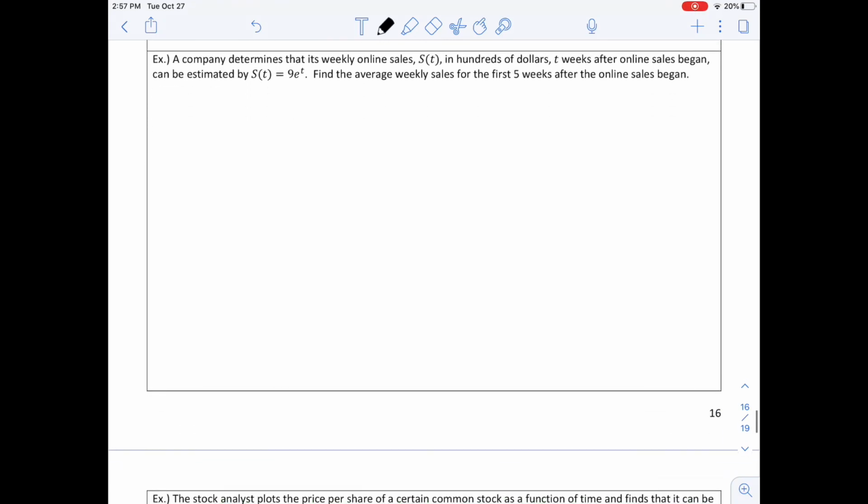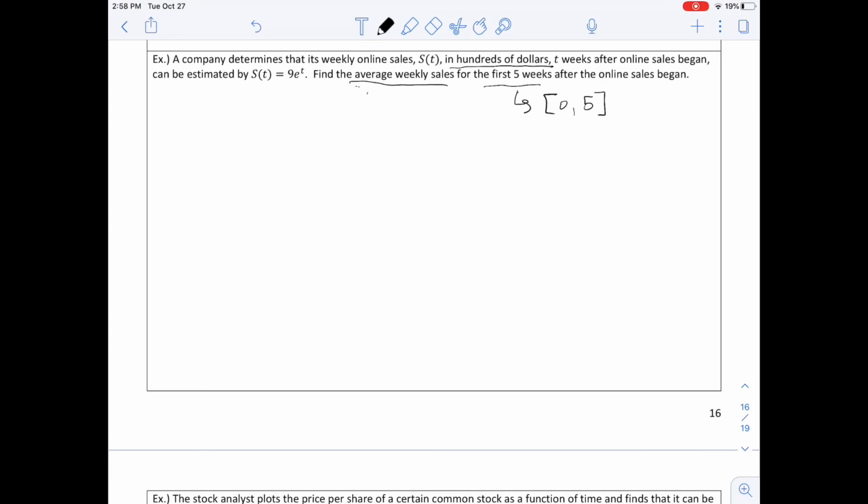So the next example is an application of this. It says a company determines that its weekly online sales, S of t, in hundreds of dollars, so keep that in mind, t weeks after online sales begin, can be estimated by S of t equals 9e to the t. Find the average weekly sales for the first 5 weeks. Since we're talking about the first 5 weeks, our interval is going to be from 0 to 5 after the online sales begin.